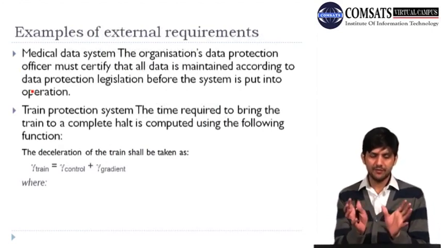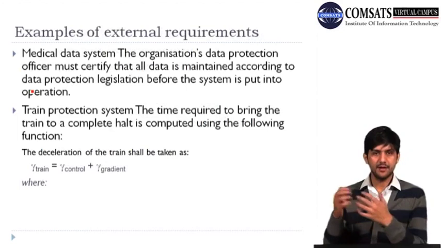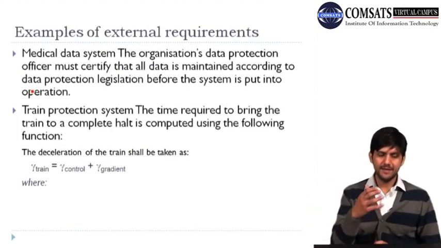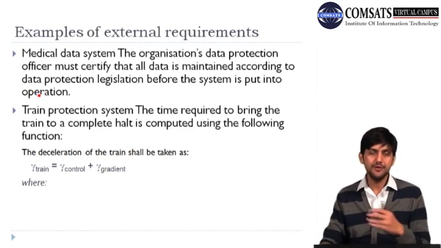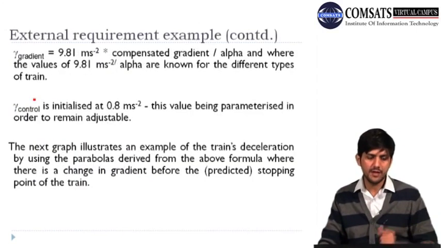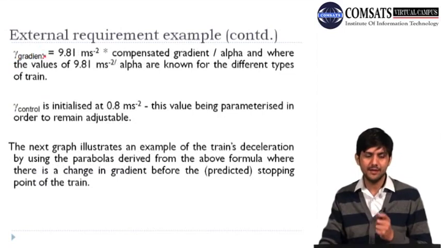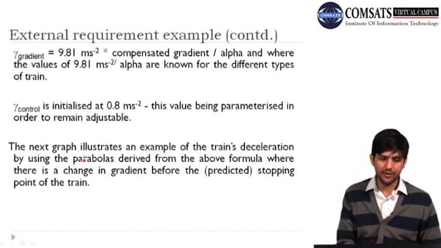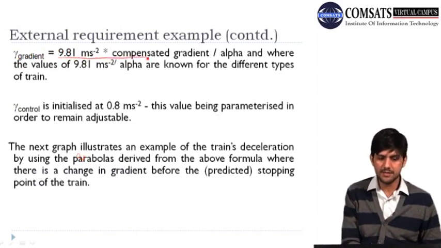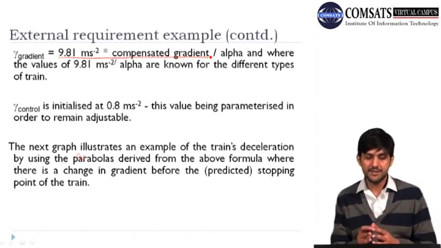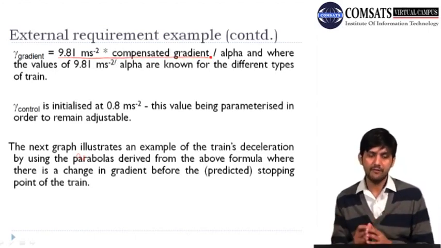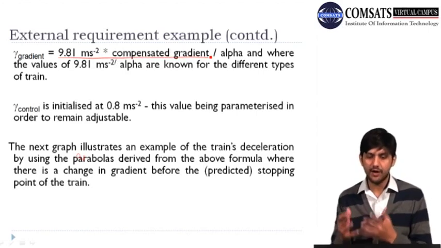So we have two constraints: one is the control and the other is the gradient. But this information only comes from understanding of the application domain. So we also need to specify what we mean by these different terms. We are saying that the gradient is calculated by a formula: multiplying 9.81 by the compensated gradient and dividing by alpha, where the values of this and alpha are known for the different types of trains.